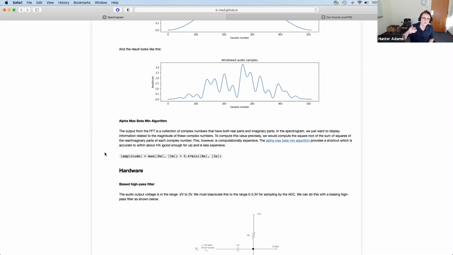And then you will use those magnitudes to colorize a column of pixels according to those magnitudes. Once you've done that, you will move on to the next column of pixels and you'll repeat this whole process again. You'll gather 512 more audio samples, apply the window, pass it to the FFT function. The FFT function will return the real and imaginary outputs of the FFT of those samples. You'll compute the magnitudes of those complex outputs and plot a new column of pixels colorized according to magnitude.